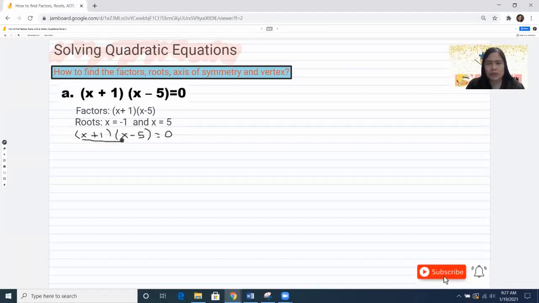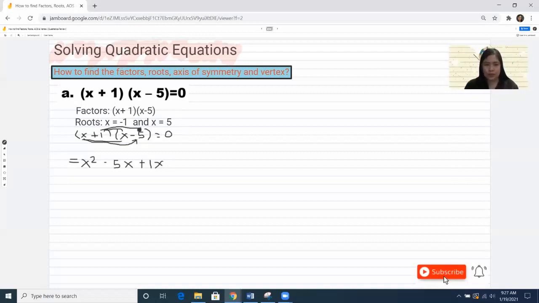You may also use the FOIL method, first term, both first terms first. So we have x squared. And then the outer term, we have x times -5, so we have -5x. Then the inner term, 1 times x, we have plus 1x. And then the last two terms, we have 1 times -5. FOIL method: first term, outer term, inner term, and last terms. Okay, those are a recap of your previous mathematics. So 1 times -5 is -5.